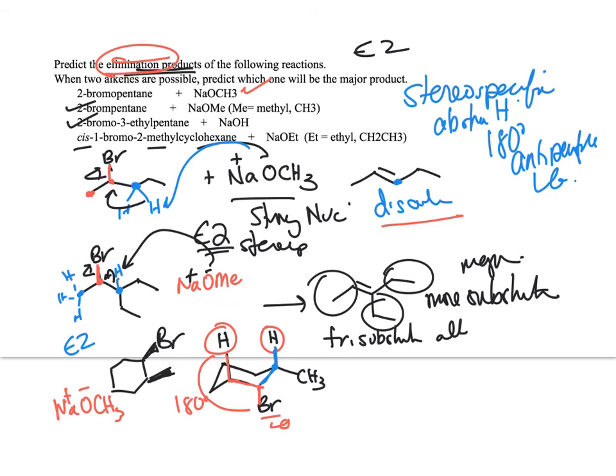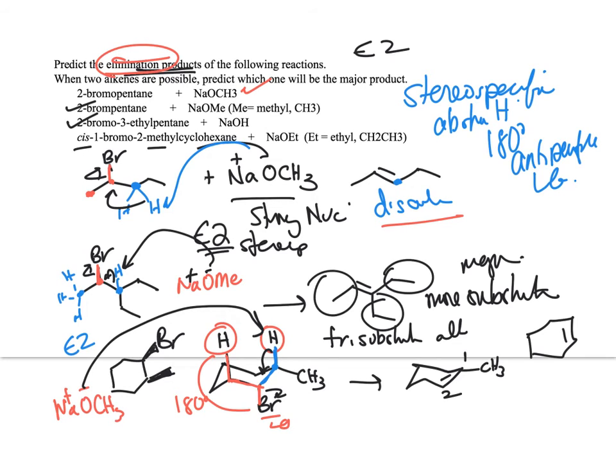Now notice, remember I care about the major product. If it takes this hydrogen and pushes the bromine out, then you have a more substituted alkene. So then you change it from the chair to the flat drawing. You lose your stereochemistry there.